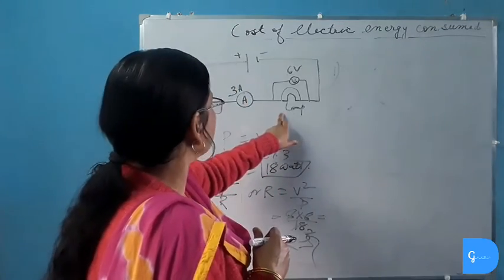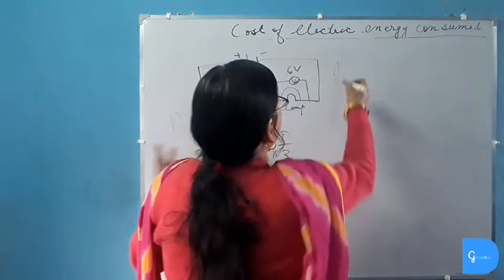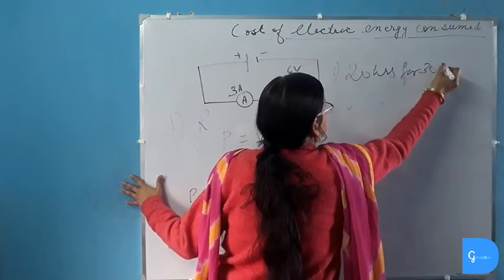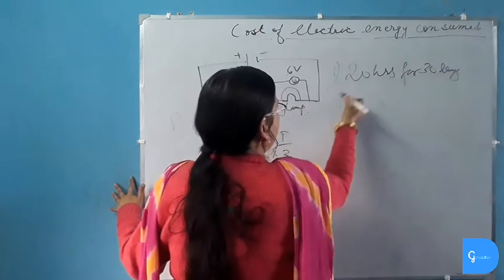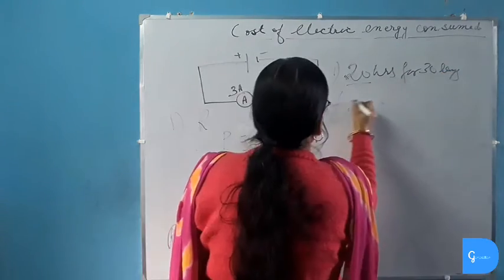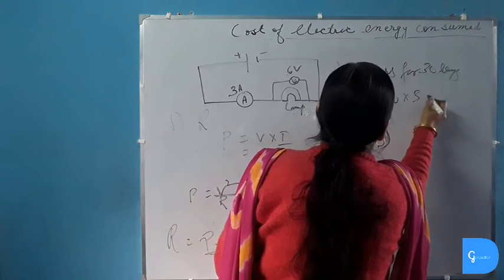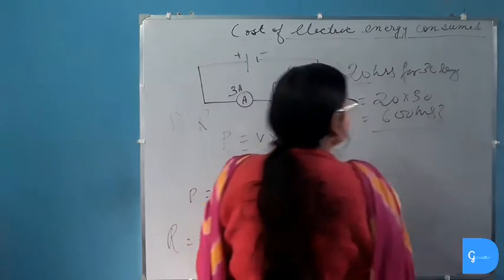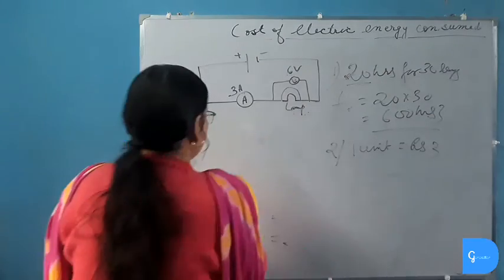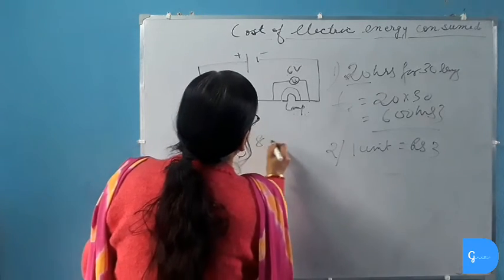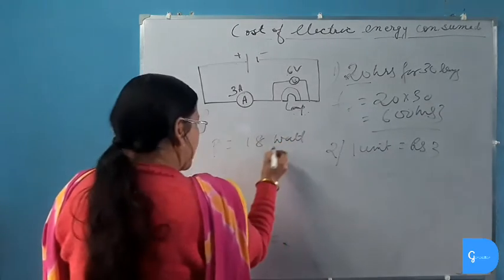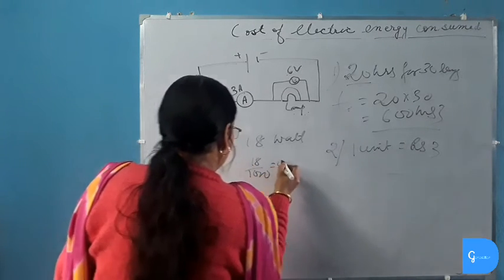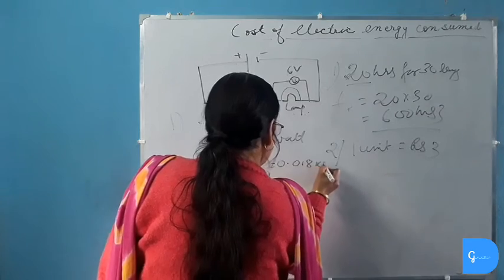Find the cost of using this lamp if it is used for 20 hours for 30 days. This lamp is used for 20 hours for 30 days. Total time will be 20 into 30 is equal to 600 hours. This lamp is used for 600 hours, and the power we have calculated is 18 watt. We will convert it into kilowatt. 18 divided by 1000 is equal to 0.018 kilowatt.